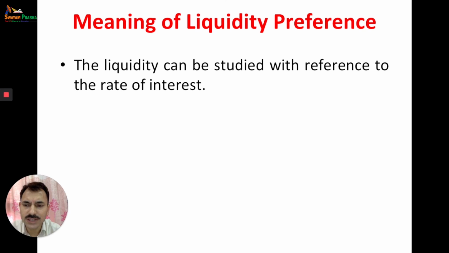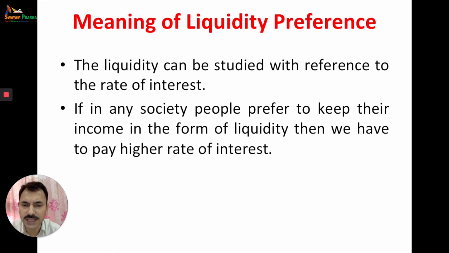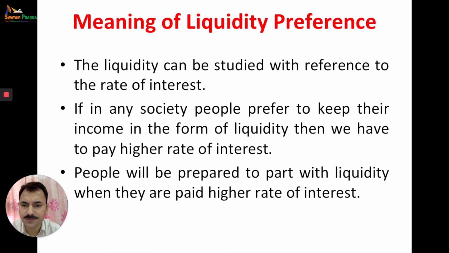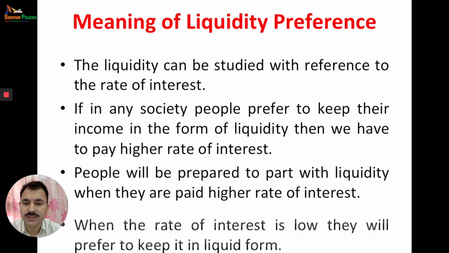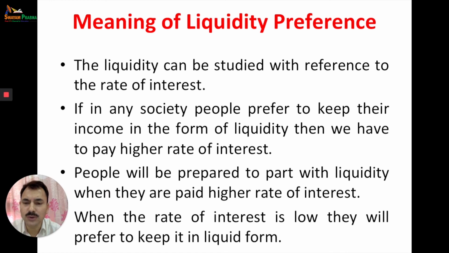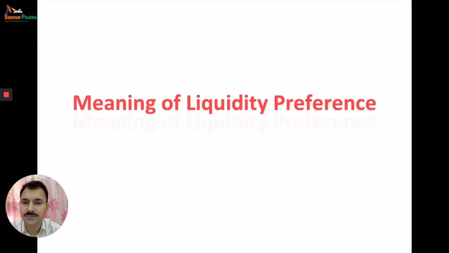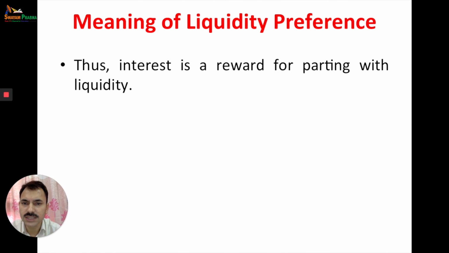Liquidity we'll discuss here with reference to rate of interest. If in any society people prefer to keep their income in the form of liquidity, then we have to pay a high rate of interest, according to Keynes. People will prefer to part with liquidity when they are paid a higher rate of interest. And when the rate of interest is low, they will prefer to keep it in liquid form. This is the base of this theory. Thus, interest is a reward for parting the liquidity.